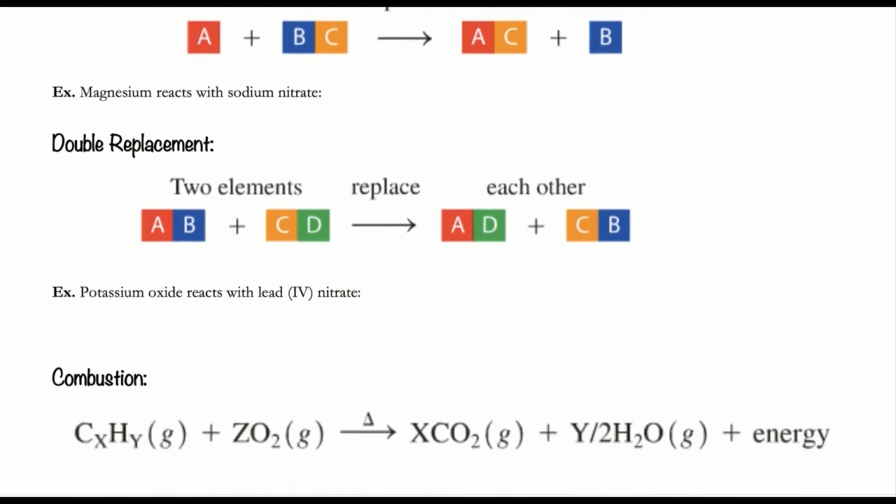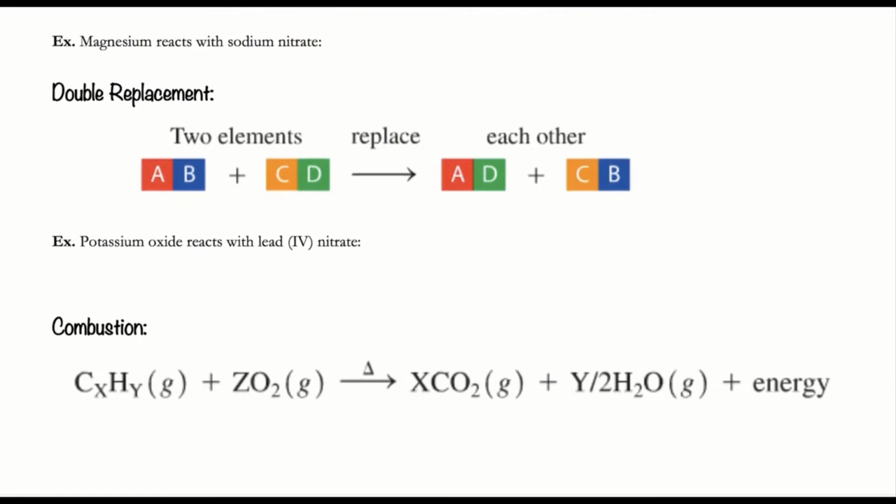Okay? And then finally, for combustion, in combustion reactions, you have what we call a hydrocarbon. And just as the name implies, a hydrocarbon has hydrogen and it has carbon in it. And it reacts with oxygen to form, always, carbon dioxide and water. Okay? You will always have carbon dioxide and water form. The other thing that is produced, which we normally don't write in the reaction, is energy. So combustion reactions, whenever you see an explosion or a fire, that is a combustion reaction.